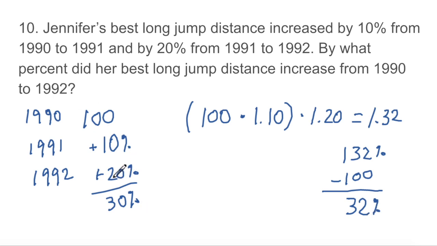Why? Again, this 20% increase in the second year is not 20% over the 1990s base distance. It's a 20% increase on what she was doing at the end of 1991. So we have to multiply 1.2 times 1.1 times 100. That gives us a 32% increase. So that's a little bit of a tricky question, but you have to think through it and make sure you're doing, this is basically called compounding increases, which is also used in calculating bank interest.